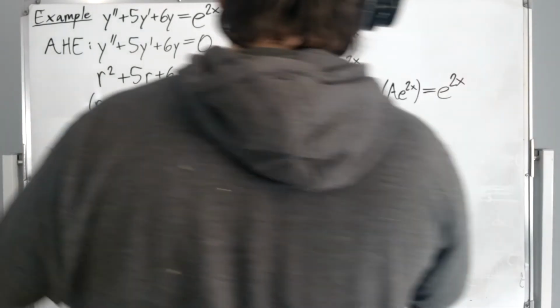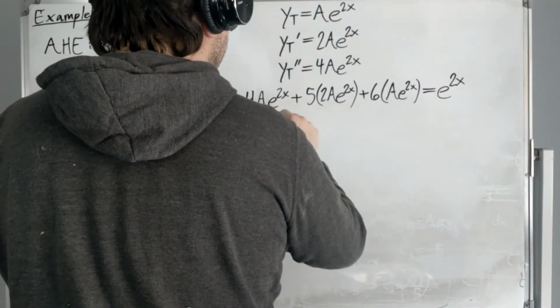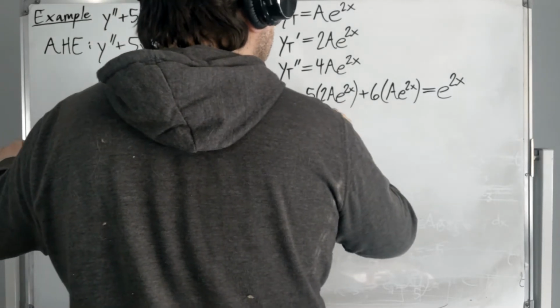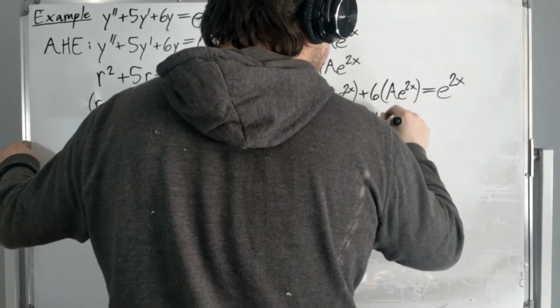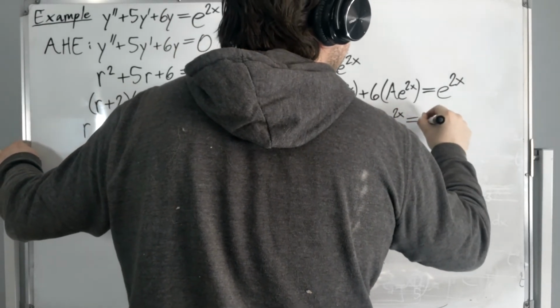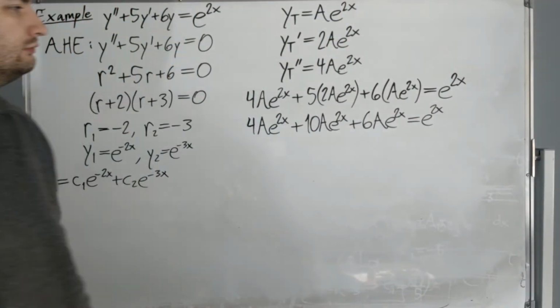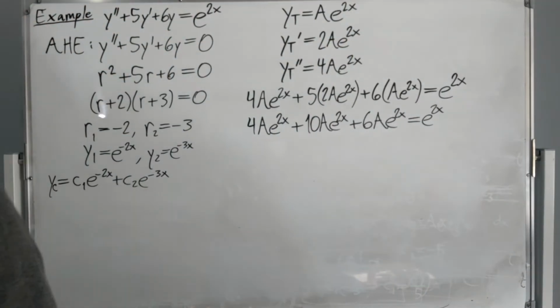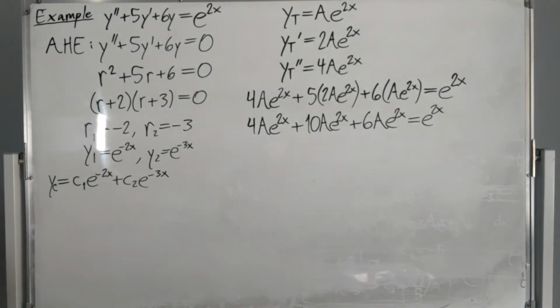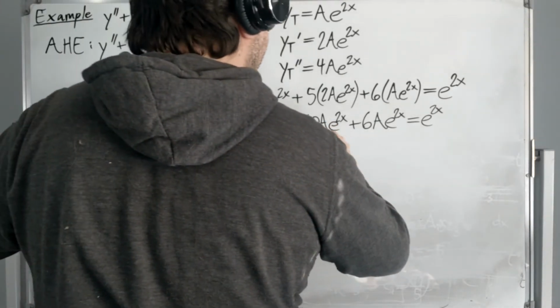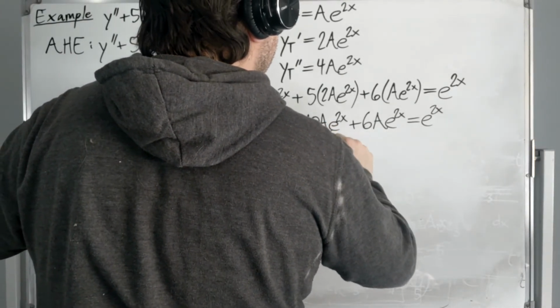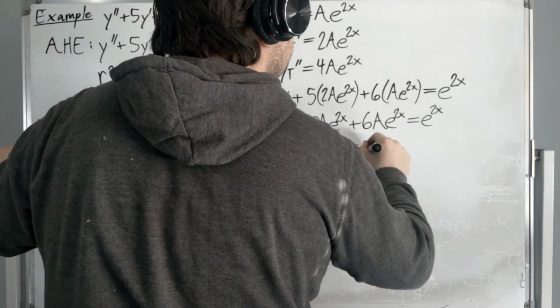So let's see here. This is 4a e to the 2x plus 10a e to the 2x plus 6a e to the 2x equals e to the 2x. From here, you can combine like terms. So we have 20a e to the 2x equals e to the 2x.